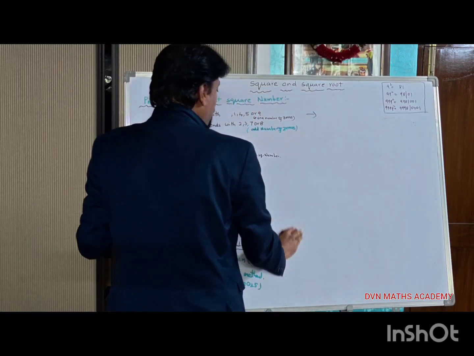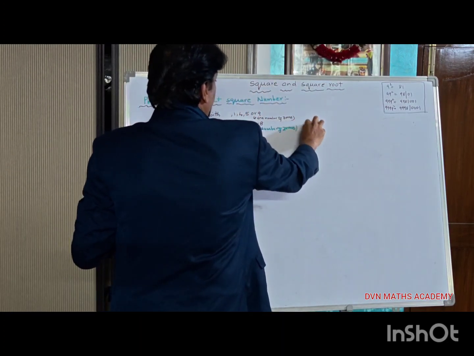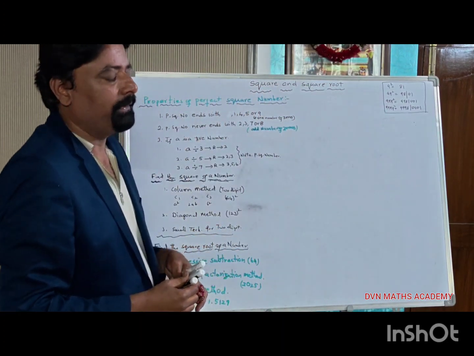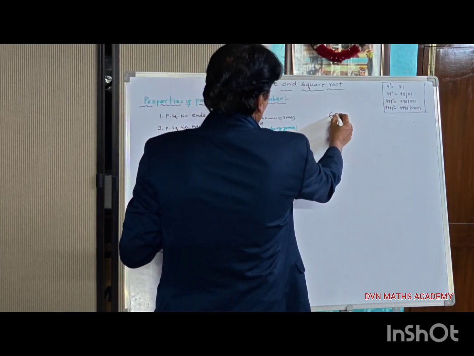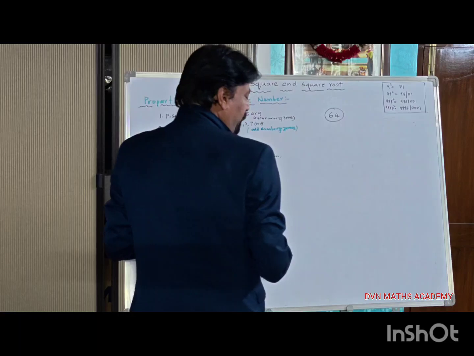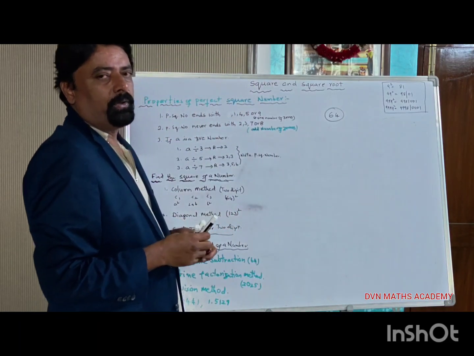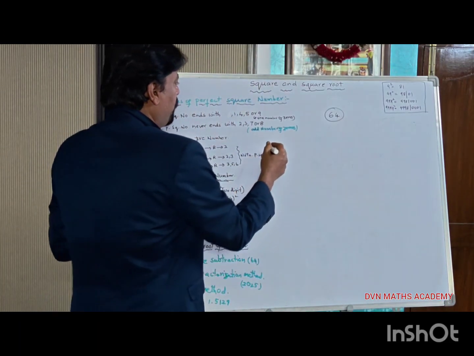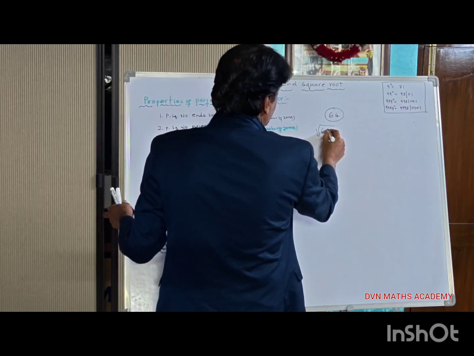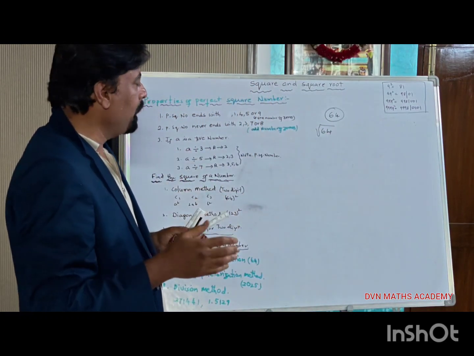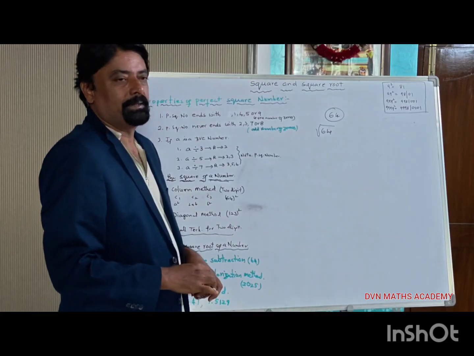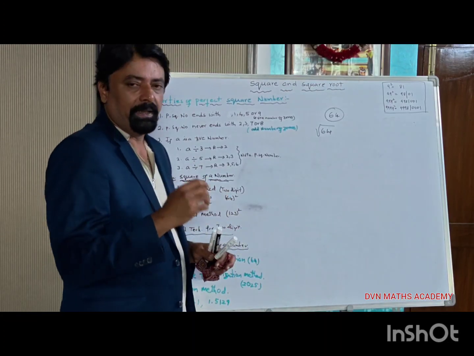So another concept is how to find the square root of a given number. For example, here I will take one number, 64. 64 is a perfect square number. Now I want to find the square root of 64. So you know that the square root of 64 is 8, but here we require to check our methods of how to find the square root of a given number.